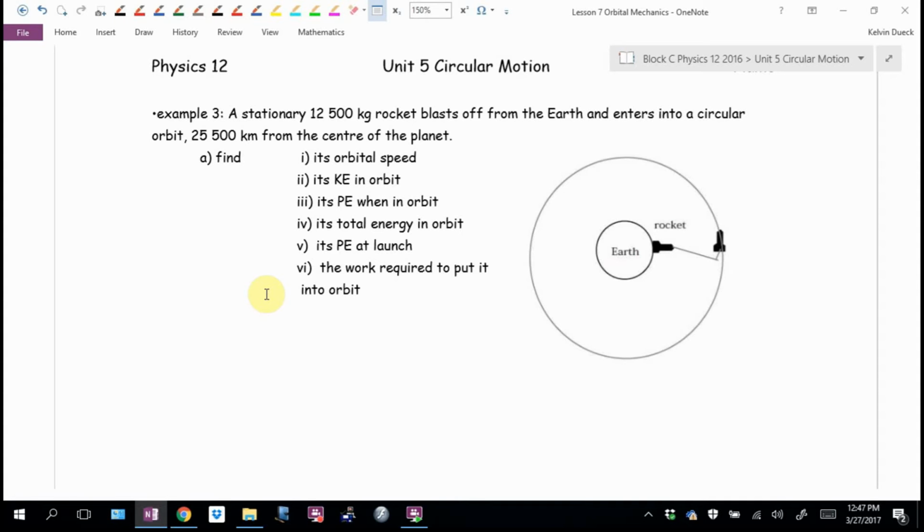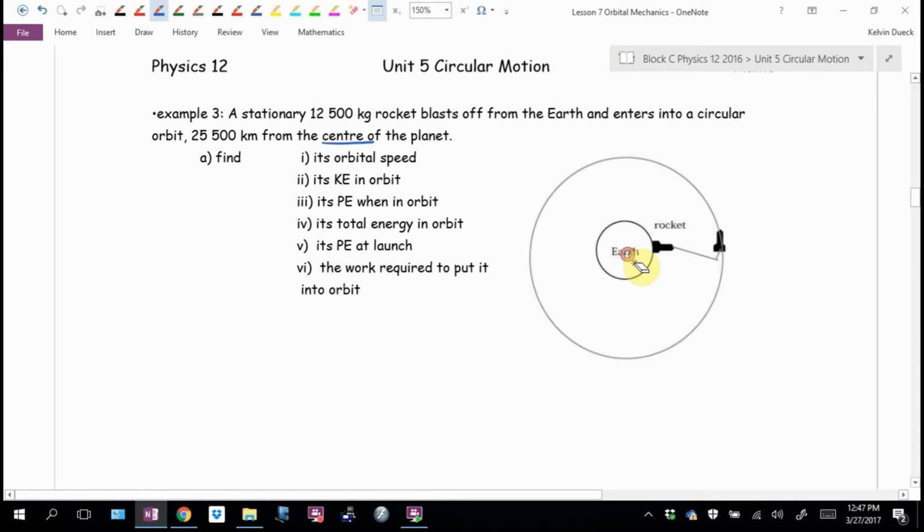Here is that question, but walking you through everything that you need to find along the way. So if I asked you, hey, how much work to put a 12,500 kilogram satellite into a stable orbit. The 25,500 kilometers, is that a radius or an altitude? Read carefully. Is that a radius or an altitude? Sorry? Yeah, because it says from the. So it's a nice radius.